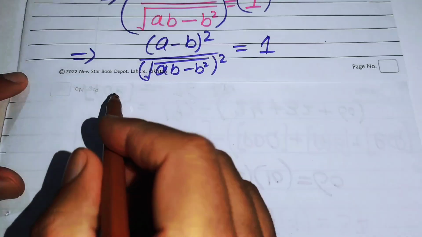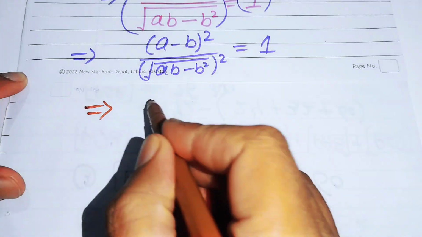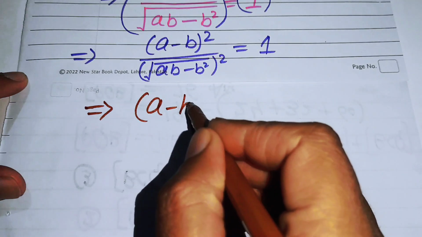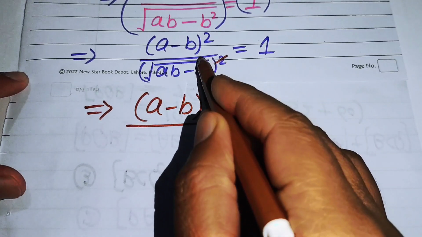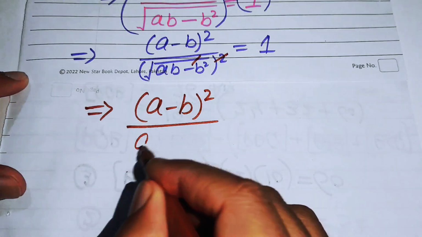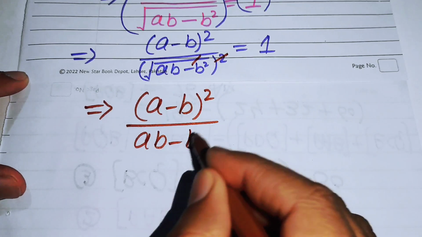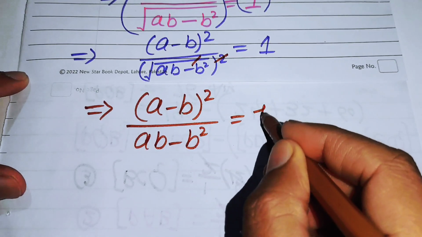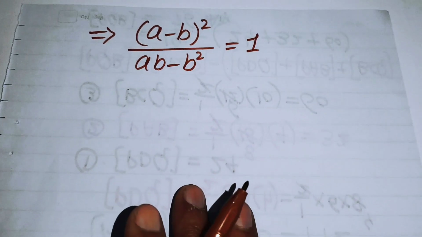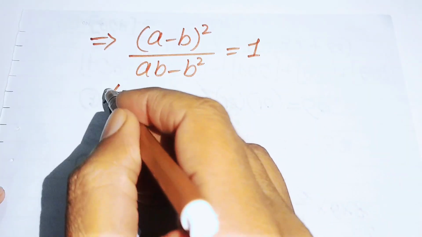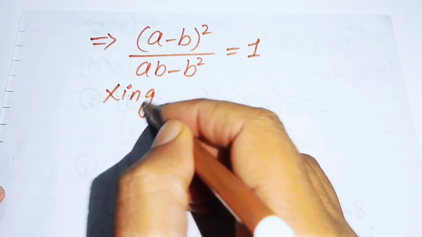And in the next step we will simplify the terms, and we write it as a minus b whole squared over, you see that the square and square root are gone, and we get here ab minus b squared equals 1. So in the next step you will just multiply both of the sides by ab minus b squared.